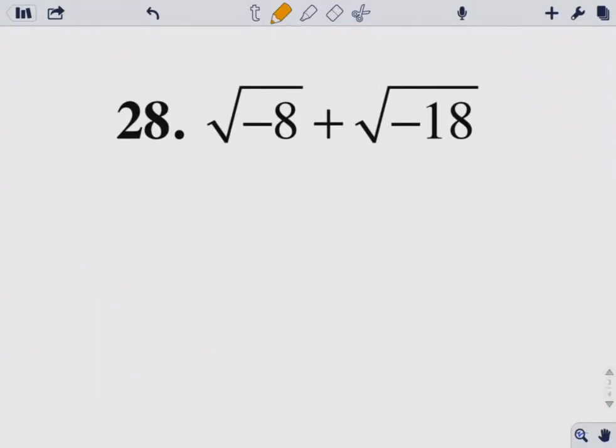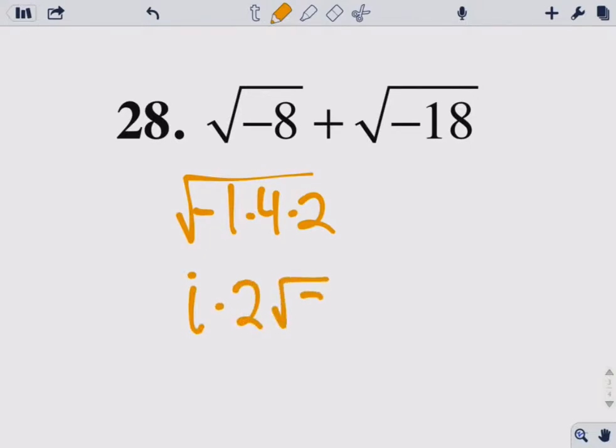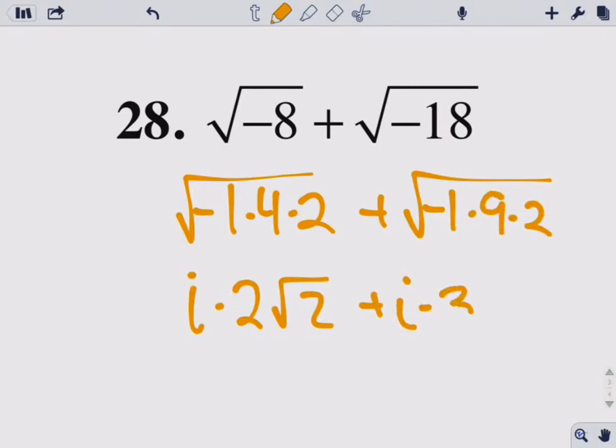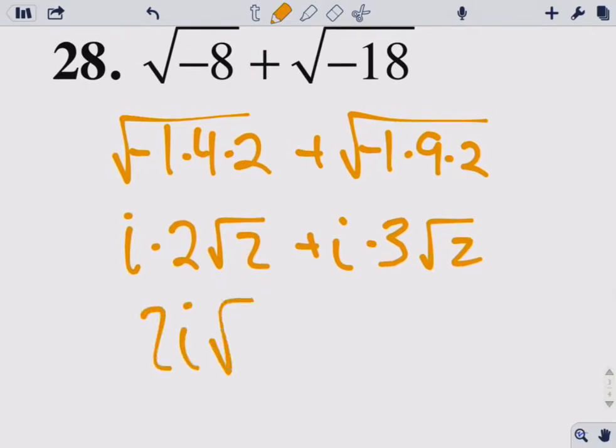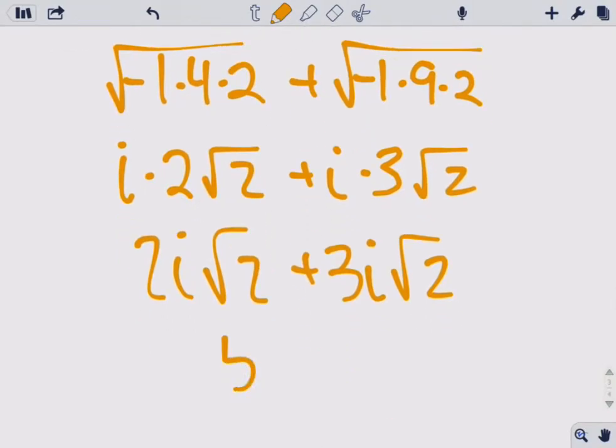28. Square root of negative 18, that's negative 1 times 4 times 2. So that's i times 2 times the square root of 2. Okay, 18 is negative 1 times 9 times 2. So it's i times 3 times square root of 2. Okay, so there's 3 there. And so I'll get 2i root 2 plus 3i root 2 is 5i root 2.